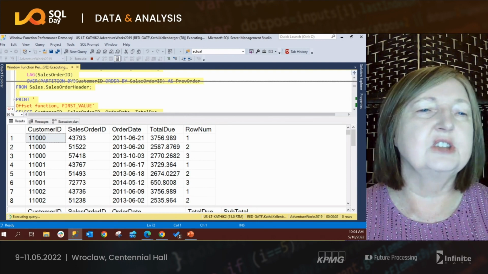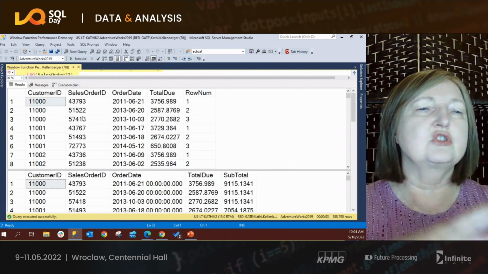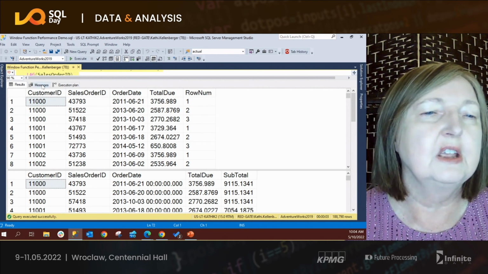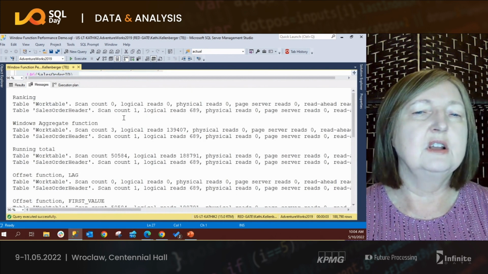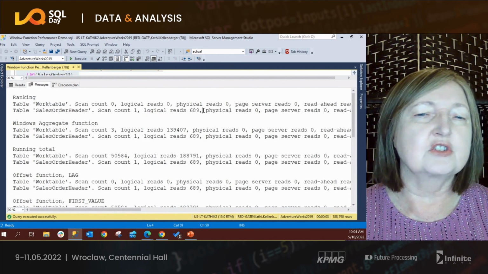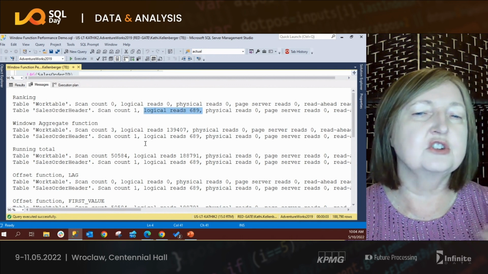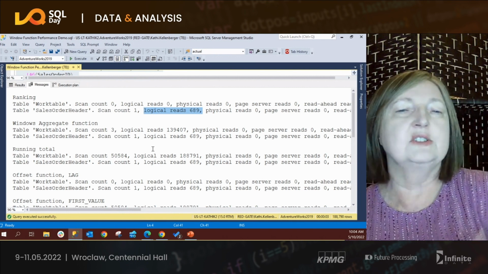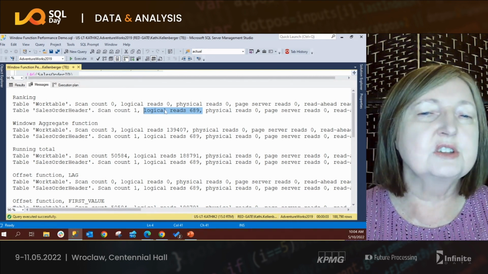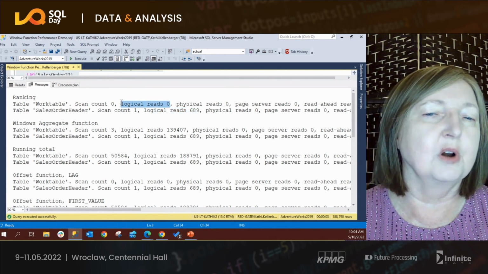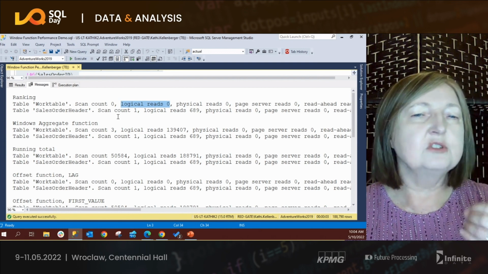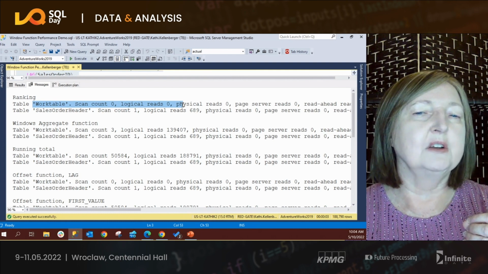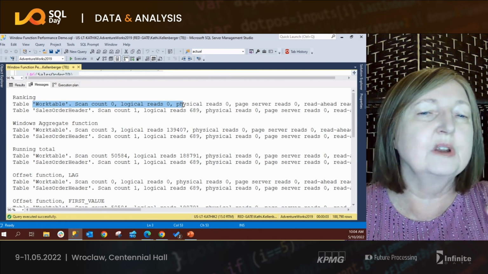And it's basically the same query that I showed you before, except broken down into individual parts. So if we take a look at each one, notice that the ranking function had 689 logical reads, and we'll see that on every single one of these because each one scans the table. But notice that the logical reads is 0.